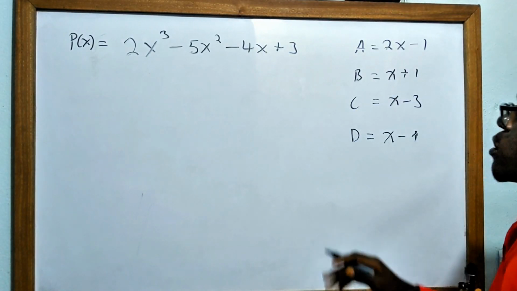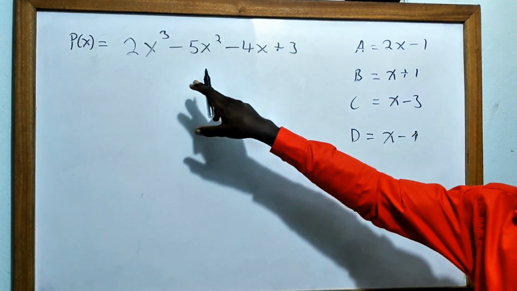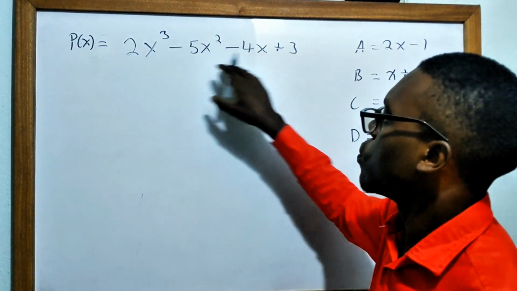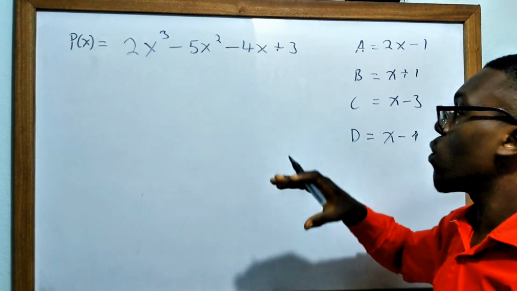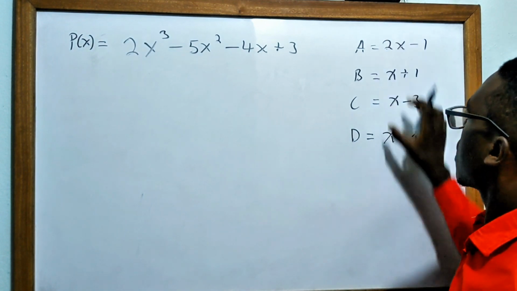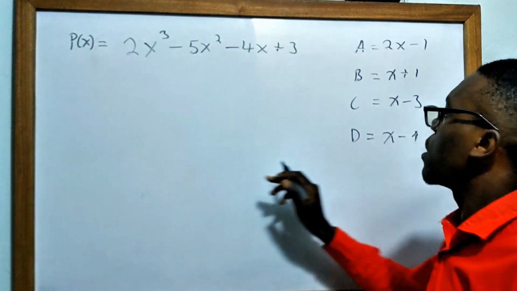Question: check which of these is not a factor of this polynomial. What you want to do is not just get here and try to solve out the factors of the polynomial, which will take you a lot of time. The best strategy is to do the trial and error method by finding the value of x and substituting it here without using a calculator.